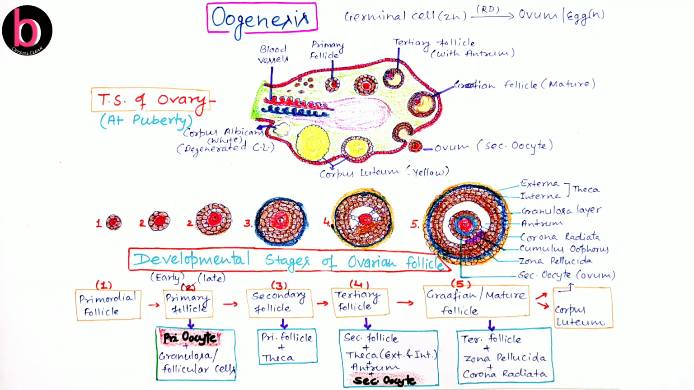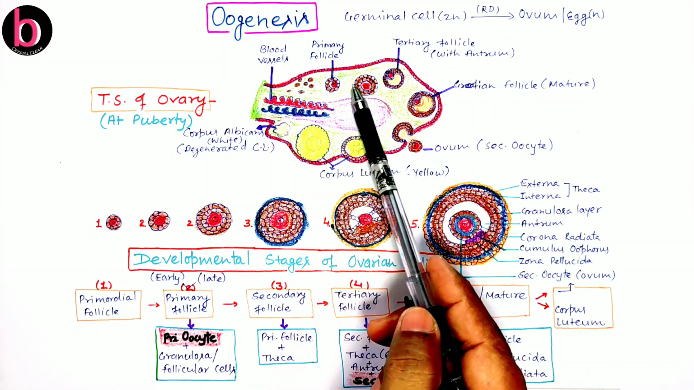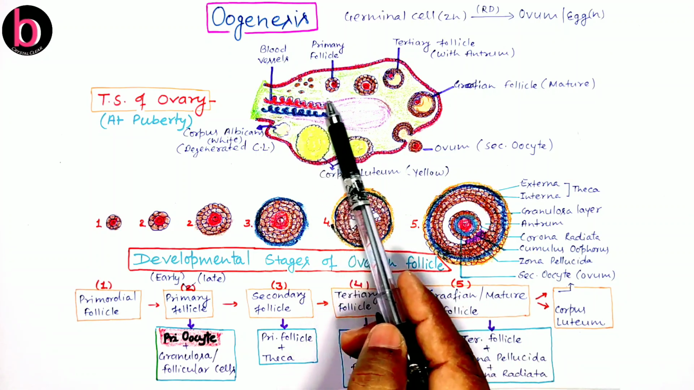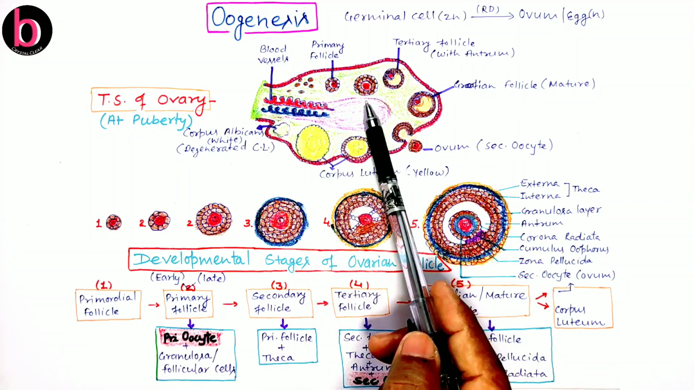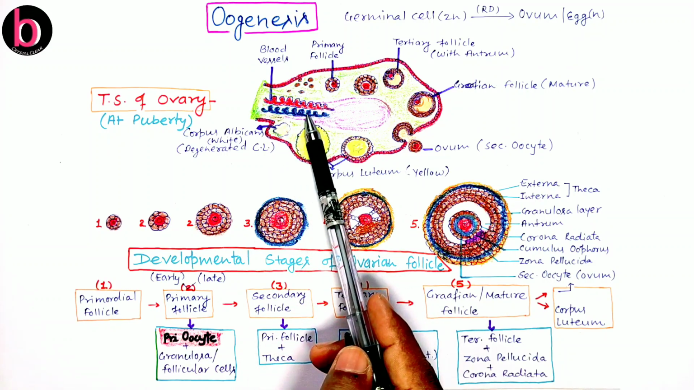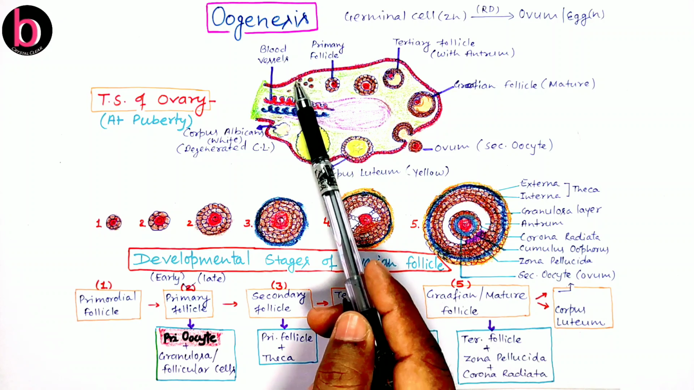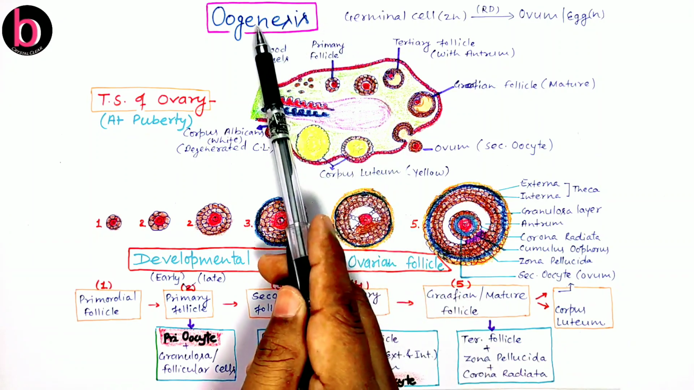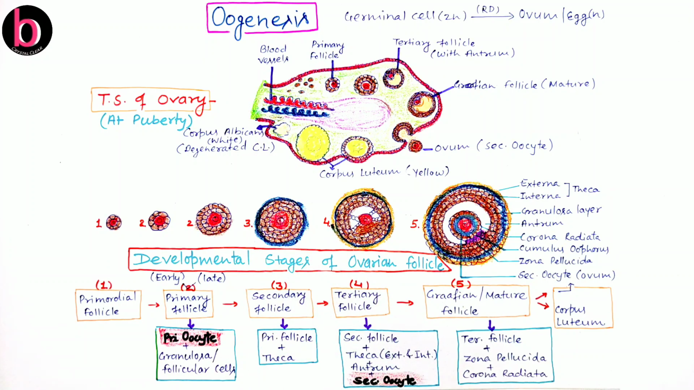That stroma or matrix is further divided into two parts. Its outer part, this region, is known as the cortex, while the inner region is known as the medulla. The medulla region is supplied by a number of blood vessels, while the cortical region is related to the actual process of oogenesis, that is, the changes related to follicles.